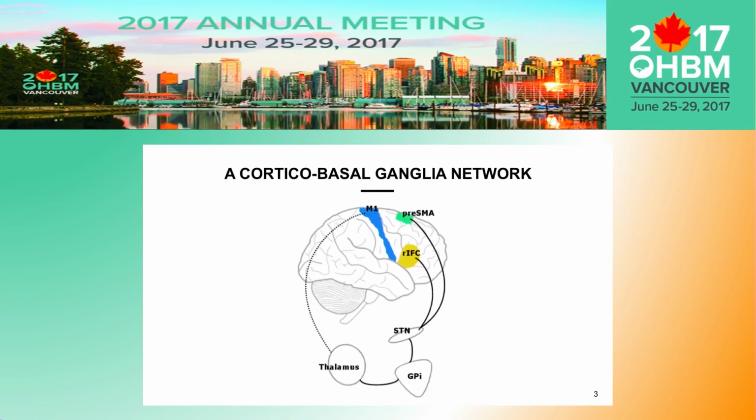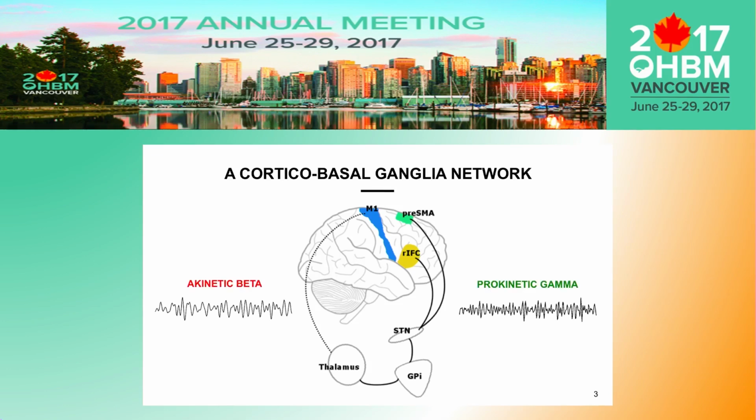So we know that a cortical basal ganglia network is involved in maintaining the balance between inhibition and facilitation. However, it is still unclear how the nodes within this network actually communicate with each other. Recent evidence points in a direction for beta and gamma oscillations, but having an opposing role. The beta oscillations have been associated with slowness of movement and inhibition, whereas gamma oscillations seem to promote voluntary movement.